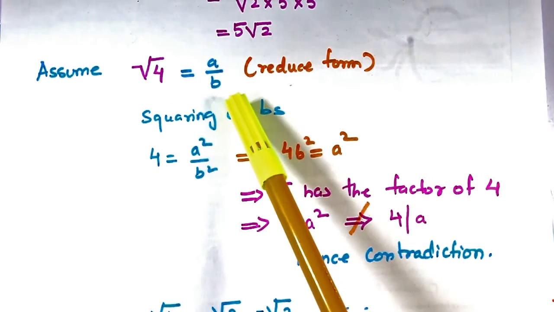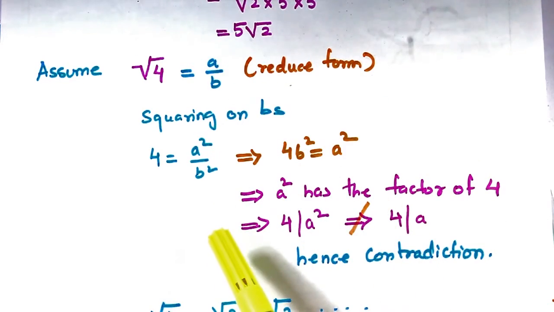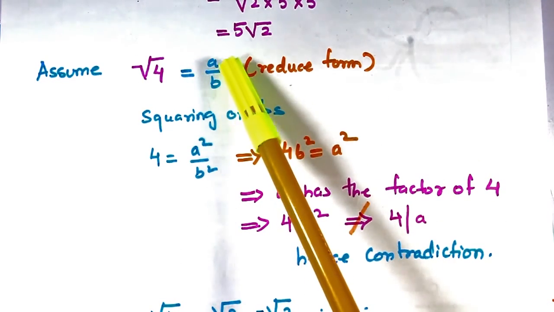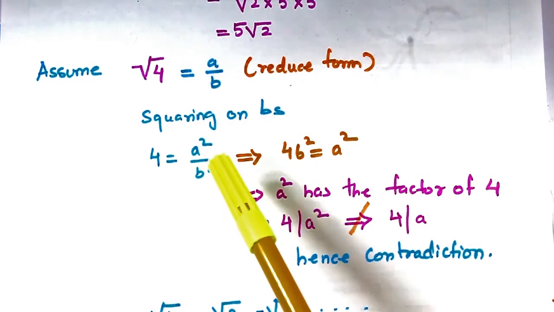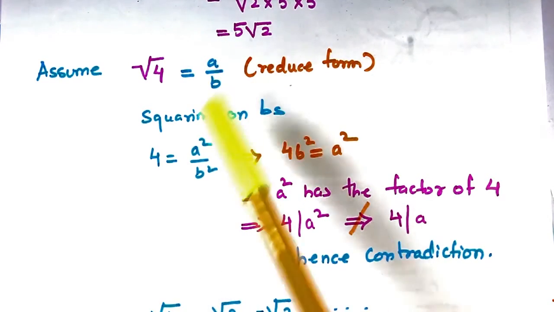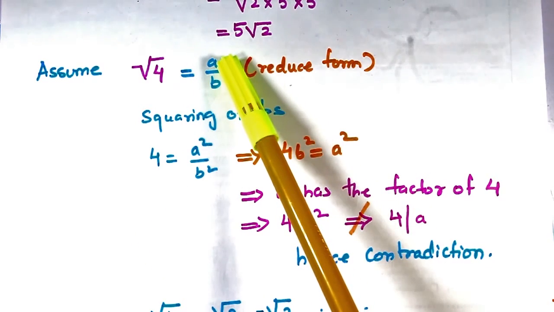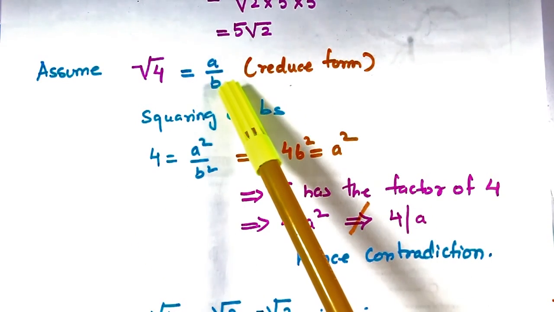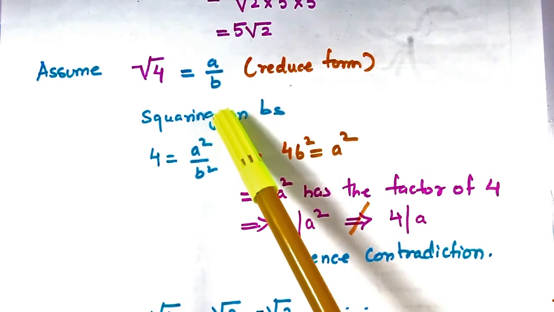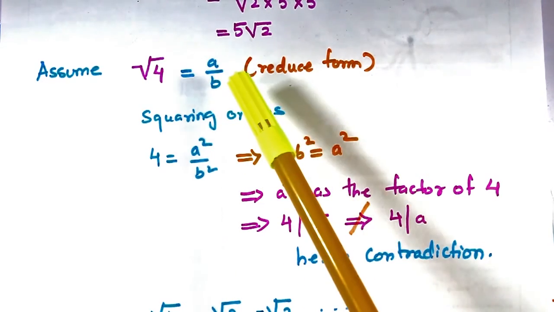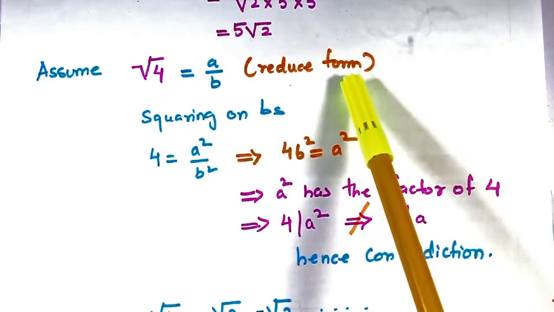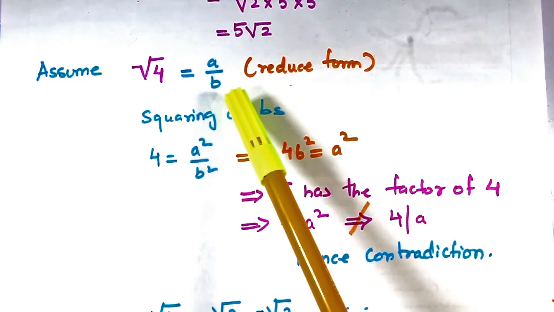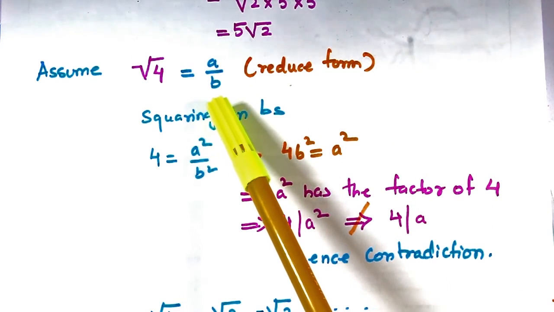That is, root 4 is equal to a by b, in reduced form. That is, the common factor of a and b is 1. It should not be other than 1. The numerator should be odd and the denominator even, either of these cases, to be precise. This is reduced form. We cannot reduce it any further, it is irreducible.